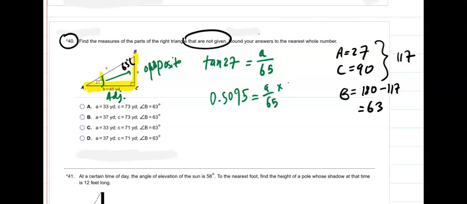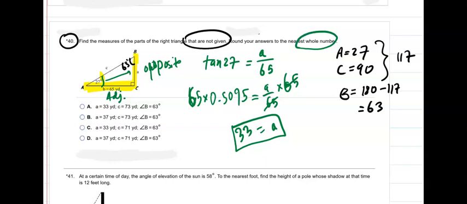To solve for A, which is unknown, you multiply by 65 on both sides of the equation. The 65 cancels, and you get A equals 33 yards when you round it to the nearest whole number.